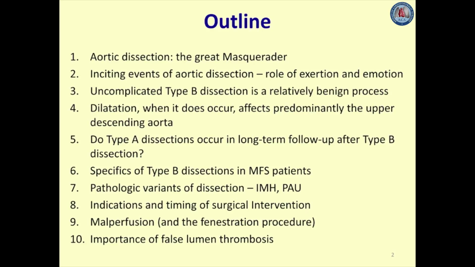We will look at the question of whether type A dissections are frequent or not in the long-term follow-up after an initial type B dissection. We'll look at several specific characteristics of type B dissections in Marfan's patients. We'll comment briefly on the pathologic variants of dissection, IMH and PAU, or intramural hematoma and penetrating aortic ulcer. We'll offer some observations on indications and timing for surgical intervention. We'll look at the role of the fenestration procedure in malperfusion events.